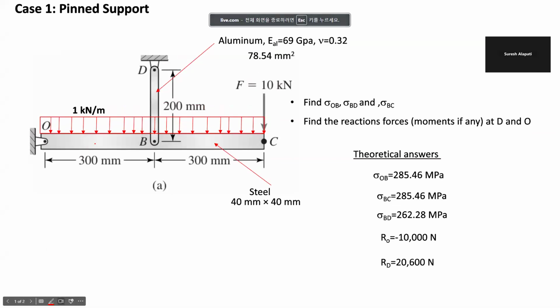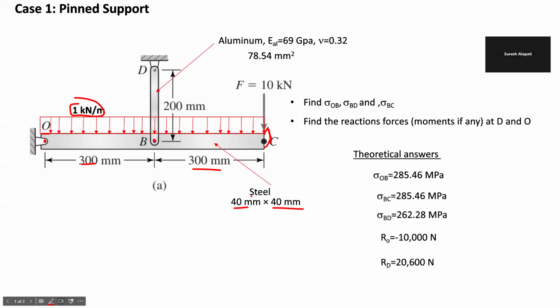So there is a steel bar of cross section 40 millimeter times 40 millimeter, subjected to a UDL, uniformly distributed load, of 1 kilonewton per meter. The length of the bar is given, and one side of the bar is supported by a pinned support and the other here.